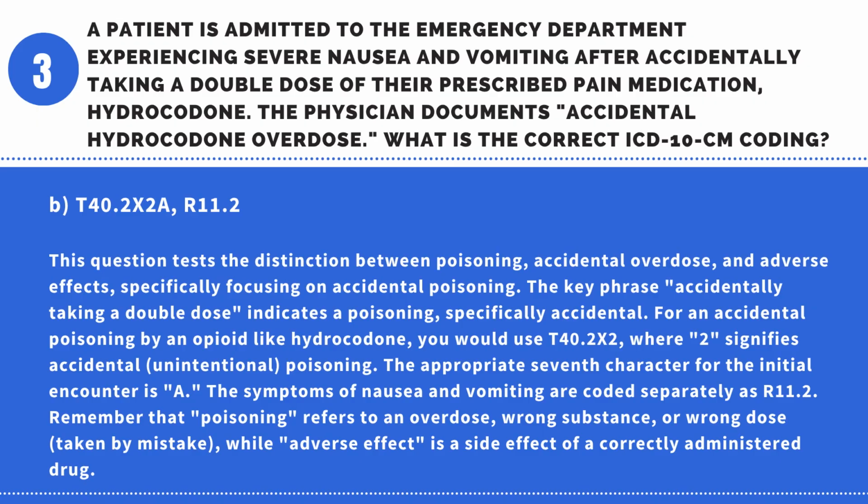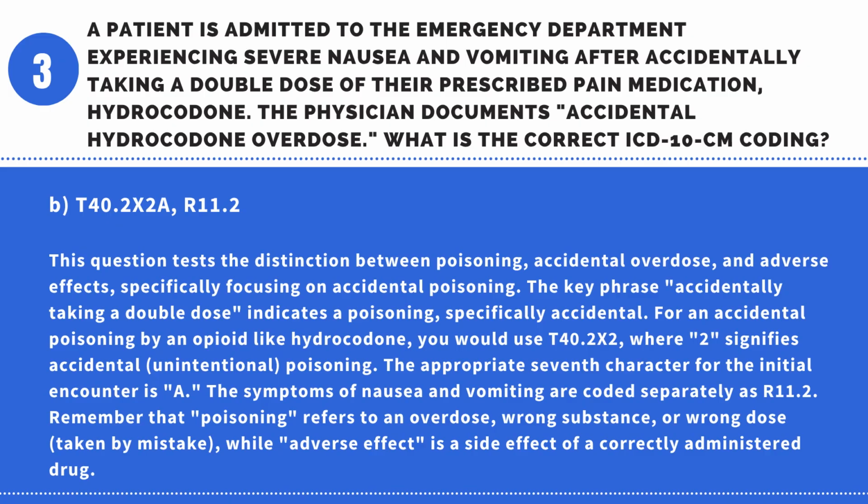Answer B. T40.2X2A, R11.2. This question tests the distinction between poisoning, accidental overdose, and adverse effects, specifically focusing on accidental poisoning. The key phrase, accidentally taking a double dose, indicates a poisoning, specifically accidental. For an accidental poisoning by an opioid like hydrocodone, you would use T40.2X2, where 2 signifies accidental, unintentional poisoning. The appropriate seventh character for the initial encounter is A.